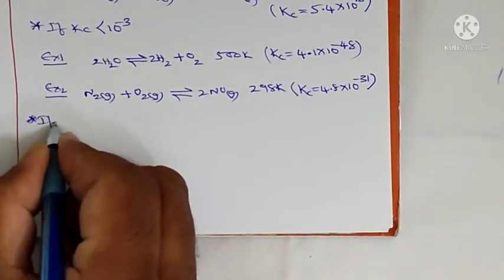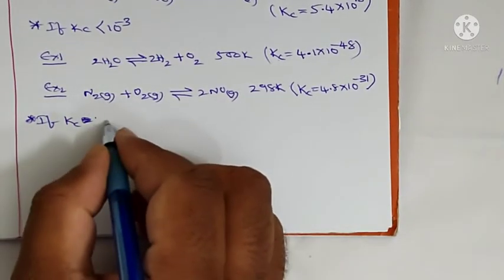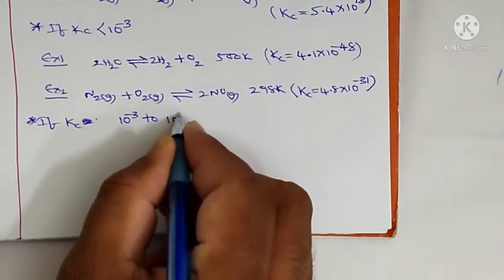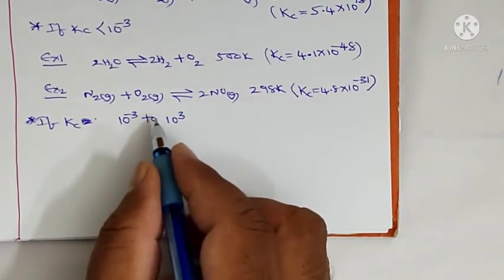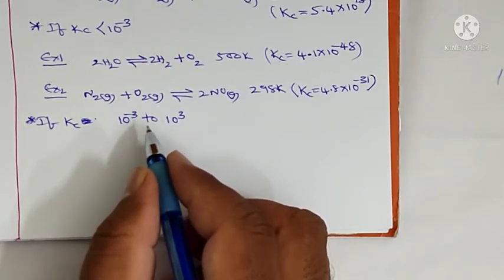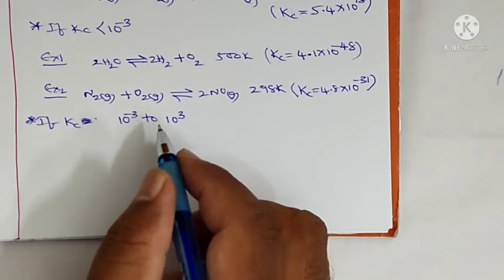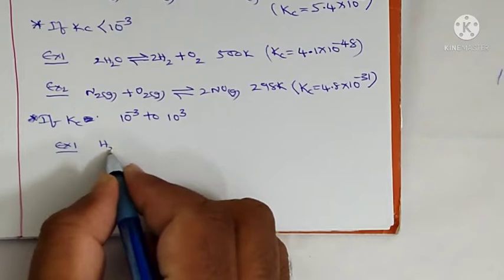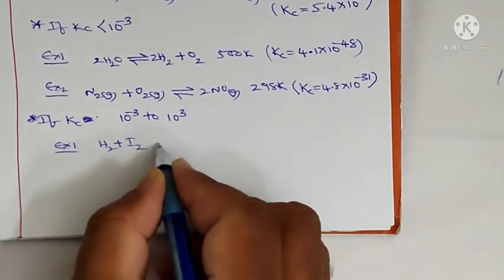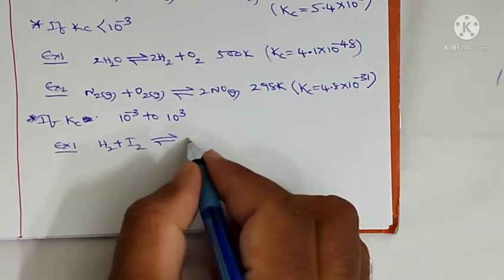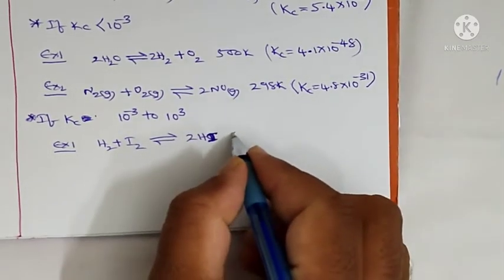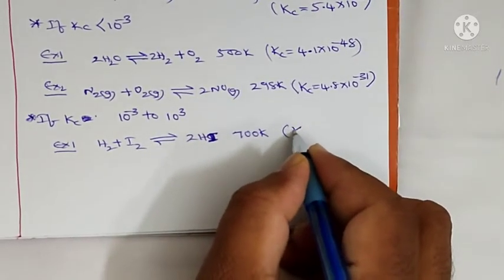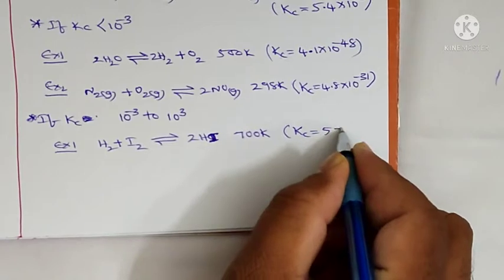And if Kc is in the range of 10 to the power of minus 3 to 10 to the power of 3, between this range, appreciable concentrations of reactants and products are present. Let me take example 1, H2 plus I2 equilibrium 2HI at 700 Kelvin, and the equilibrium constant Kc is equal to 57.